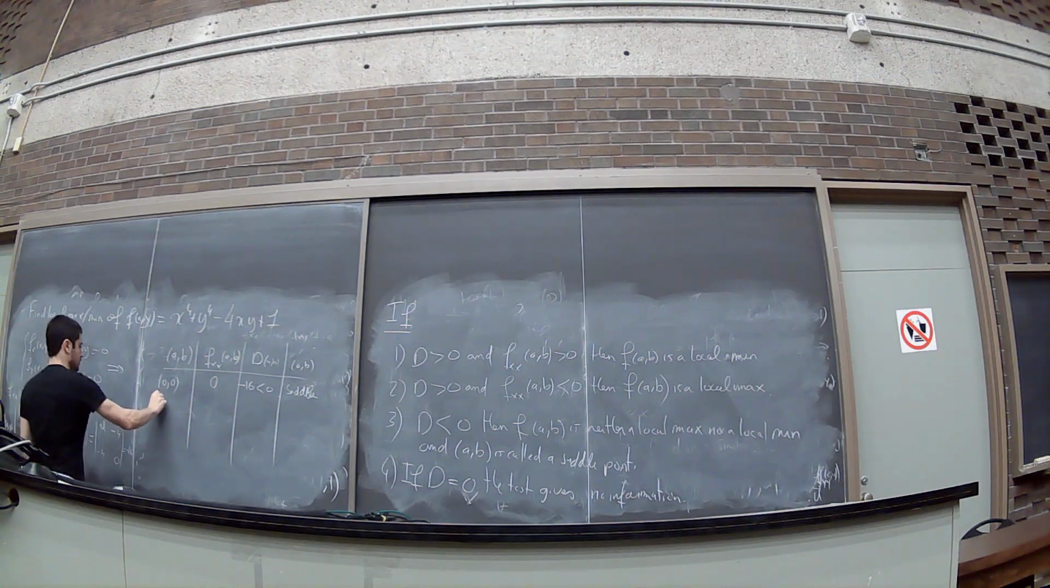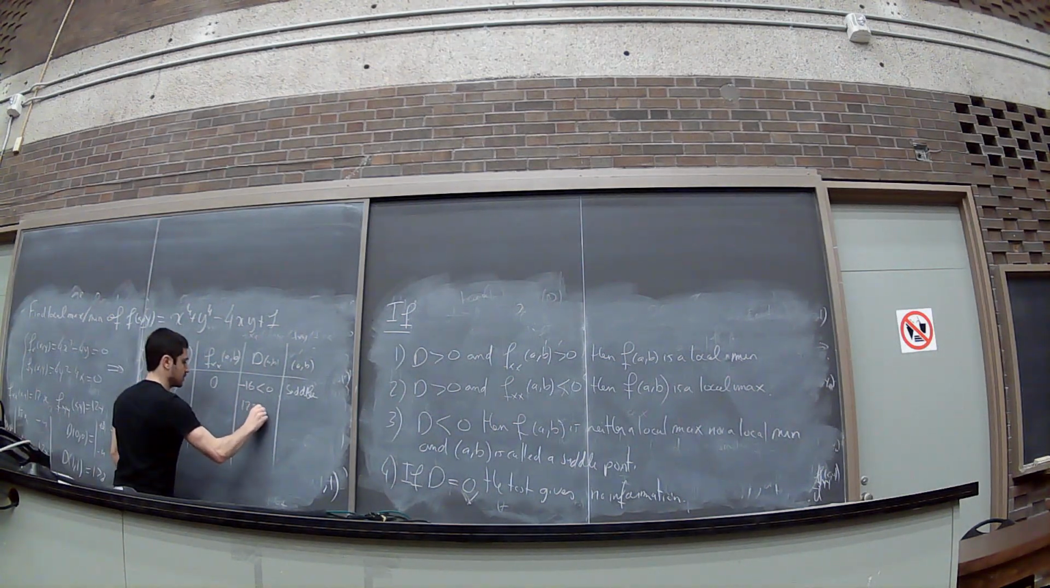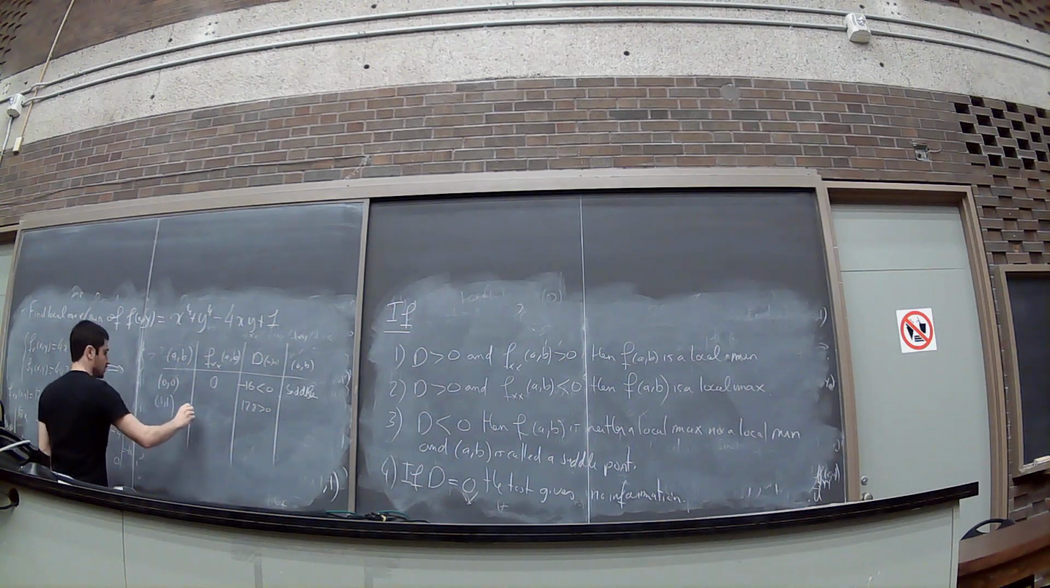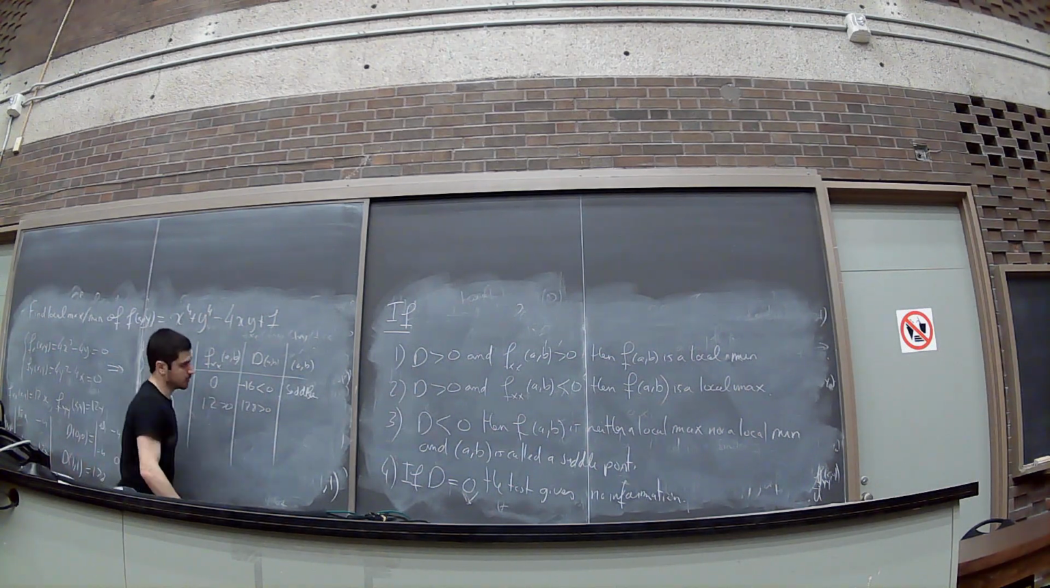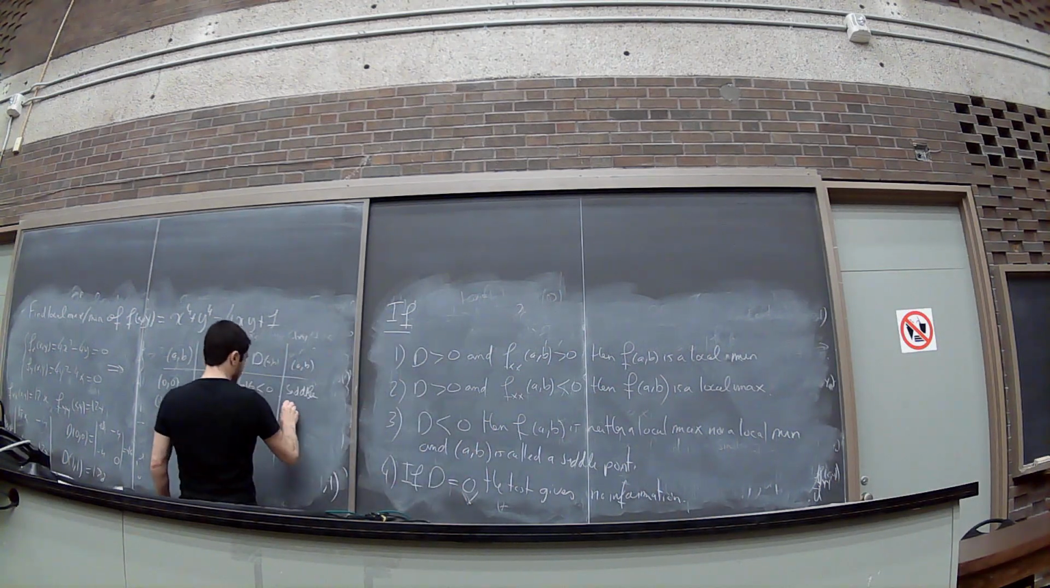Now let's look at 1, 1. What's fxx at 1, 1? It's 12 times 12, so D(1, 1) is 144 minus 16, which is 128, which is positive. And fxx at 1, 1 is 12, which is also positive. So what you have here is a local min at 1, 1.